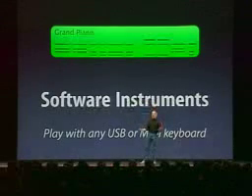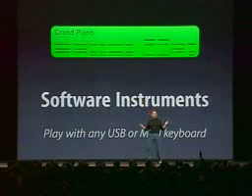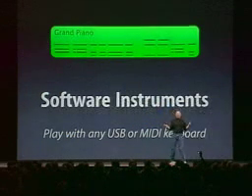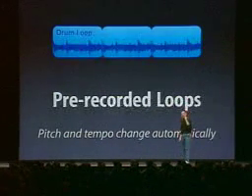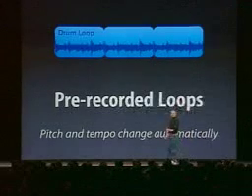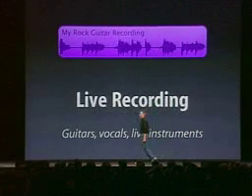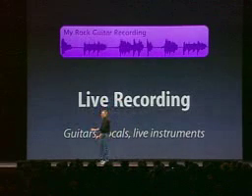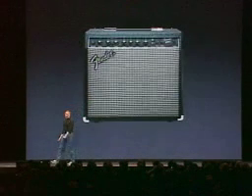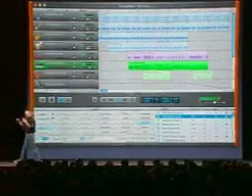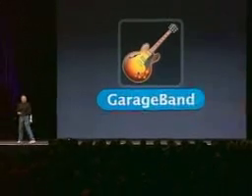So this is GarageBand. Again, over 50 software instruments. All you need is a USB or MIDI keyboard, and you're in business with 50 awesome software instruments. Over 1,000 pre-recorded loops. This is your backup band right inside GarageBand. Live recording, guitars, vocals, anything you want. A lot of great old amps if you're a guitar player. All in one app, and this is GarageBand.